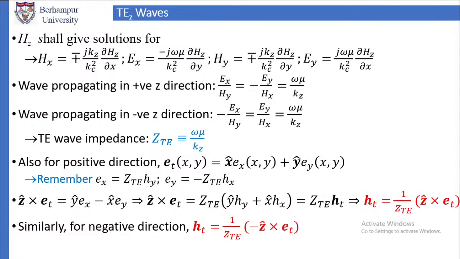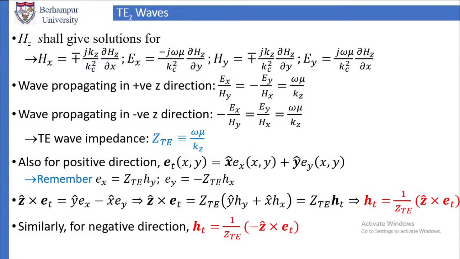Similarly, if the wave is propagating in the minus z direction, then X cross minus Y gives you the minus z direction. So minus Ex by Hy, or Y cross minus X gives you the minus z. Therefore, it will be minus Ex by Hy. The ratio will be minus Ex by Hy, which will be equal to Ey by Hx. Y cross X gives you the minus z direction. Therefore, Ey by Hx will again be omega mu by kz.